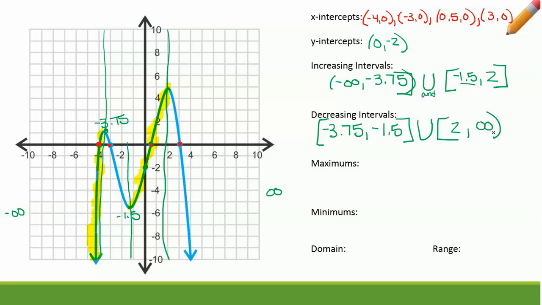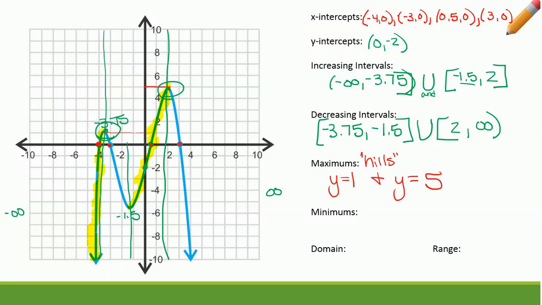What about the max? Do I have some maximums? It looks like I do. I have one right here and one right there. So where I've got a max there and a max there, if I go over here, I'm at y equals 1, right? And what's my other one? At y equals 5. So that's my two maximums, my two hills. Basically, I always ask myself, where are my hills on my graph?